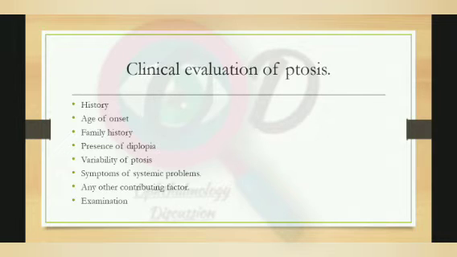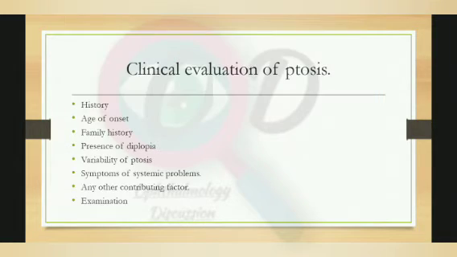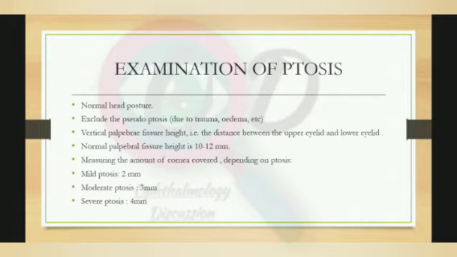Symptoms of systemic problems, is there or not. Any other contributing factor, is there or not. Any other contributing factor means the mechanical one. Is there any tumor, any lesion that makes the pseudoptosis, and that is being excluded while examining. Okay, examination. What kind of examination will we do? First we need to place our patient in a normal head position. We will exclude the pseudoptosis, as I have told you, due to trauma, due to edema.